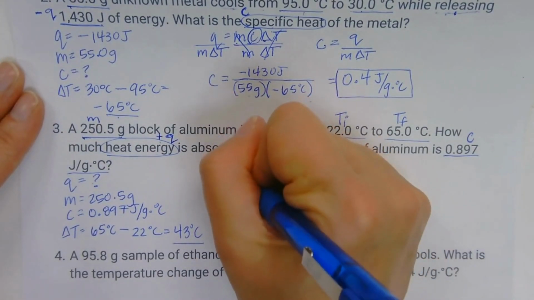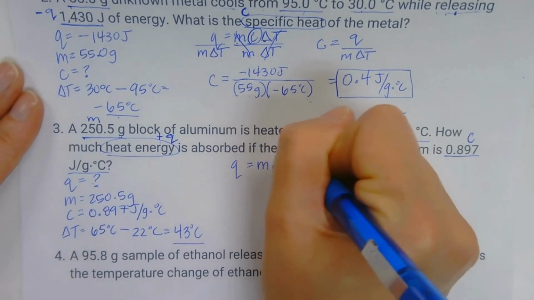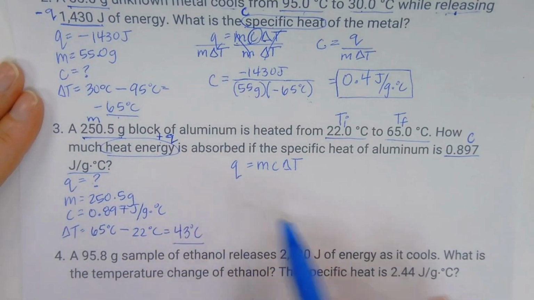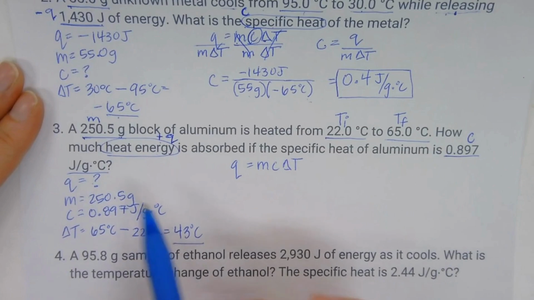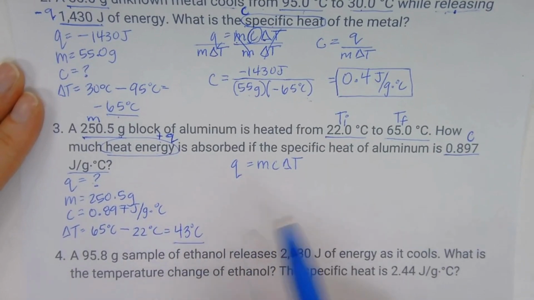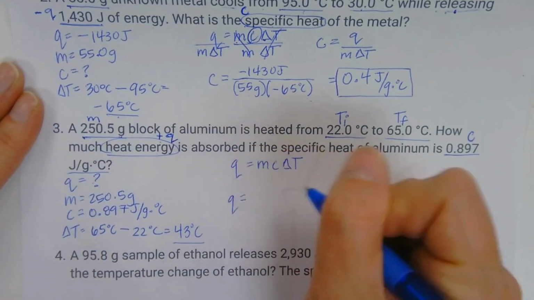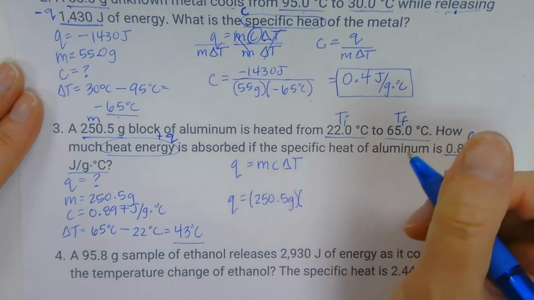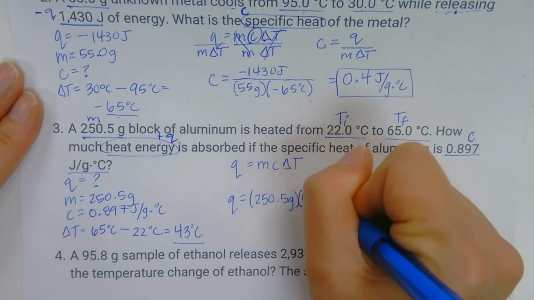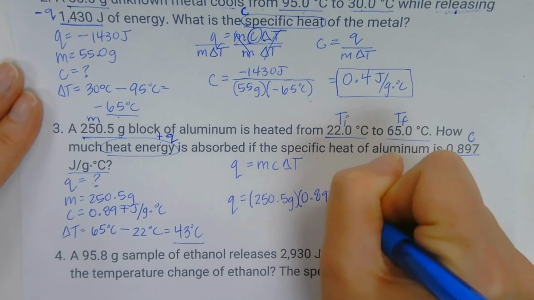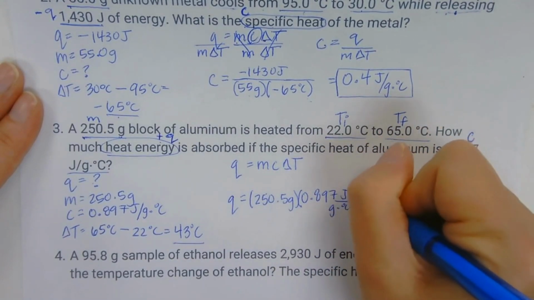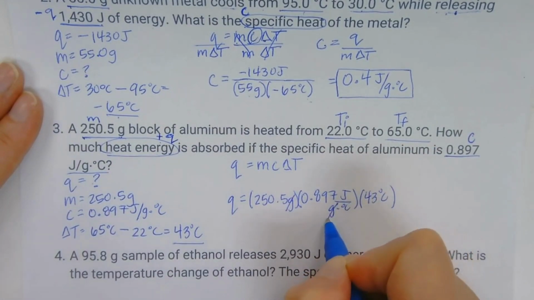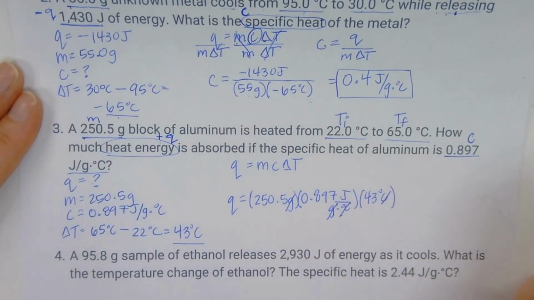So the equation Q equals MC delta T. I already have it set up where I'm solving for Q, which is what I want, so I don't have to rearrange anything. I can just plug my numbers into this equation to solve for Q. So Q is going to equal my mass, 250.5 grams, times C, 0.897 joules over grams times degrees Celsius, times delta T, which is 43 degrees Celsius. So grams and grams cancel, degrees Celsius and degrees Celsius cancel.